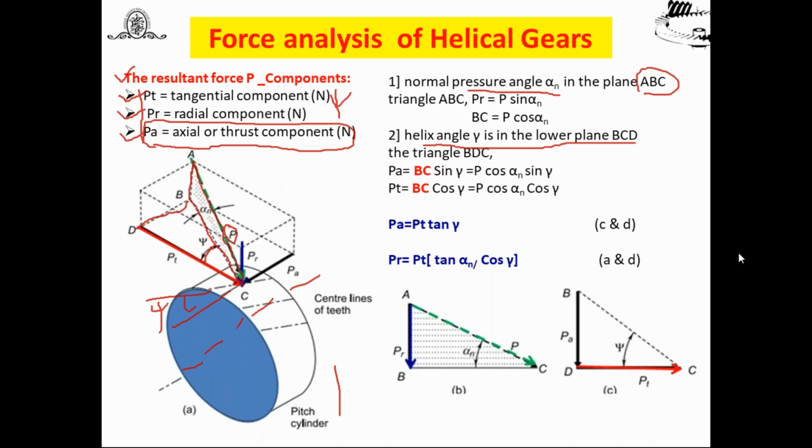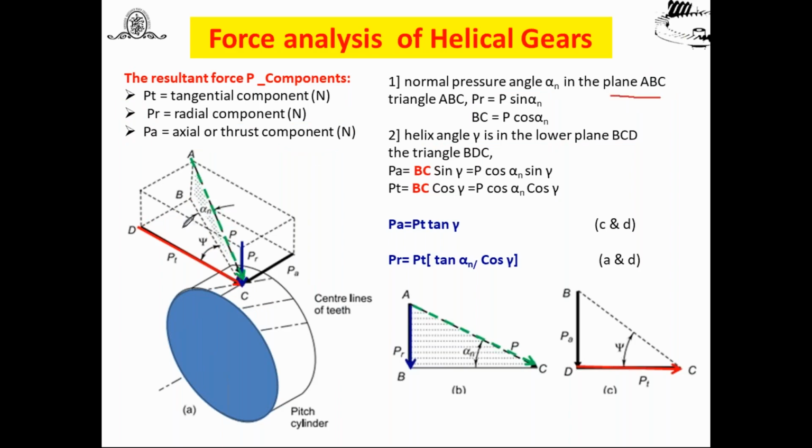Now consider the first one, the plane ABC, shown separately here. Look at this. This is the plane ABC. Here AB is the radial force, PT is tangential, and axial I will discuss later on. Because the teeth are cut with an inclination, a thrust component is induced in the case of helical gear. But how to decide the direction of that thrust component, I will discuss after this slide.